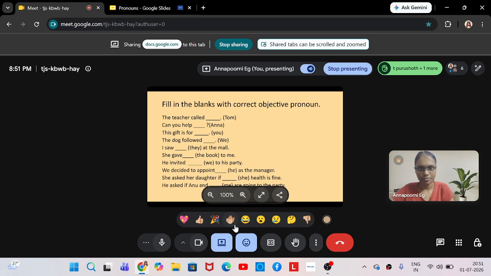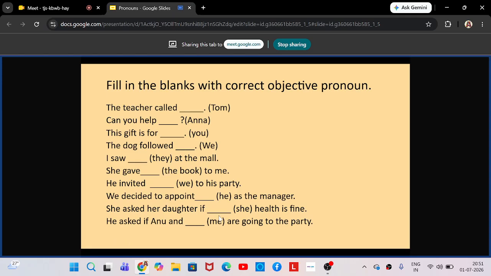He asked if Anu and I are going to the party. Actually, a mistake happened on my side. Me is an objective pronoun, and I is not. I think I typed this question by mistake in this slide. The answer is correct: He asked if Anu and I are going to the party. But I put the question in the wrong category, because the answer should be an object pronoun. I is a subject pronoun, right? So I made a mistake, and I have to edit this slide. Anyways, we have done it rightly.